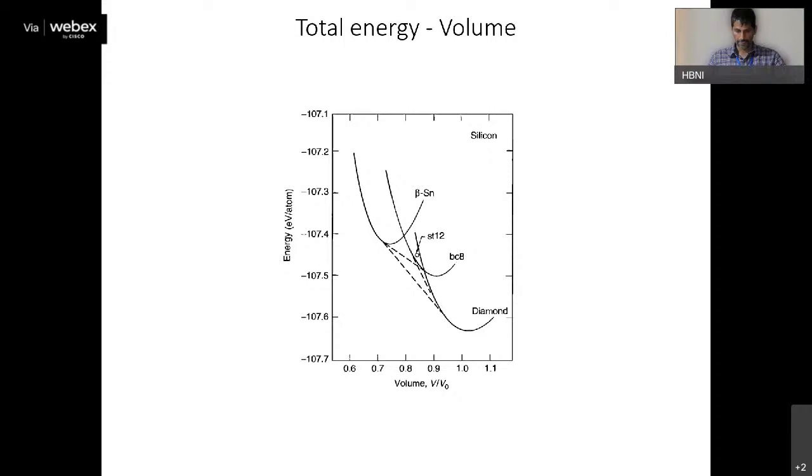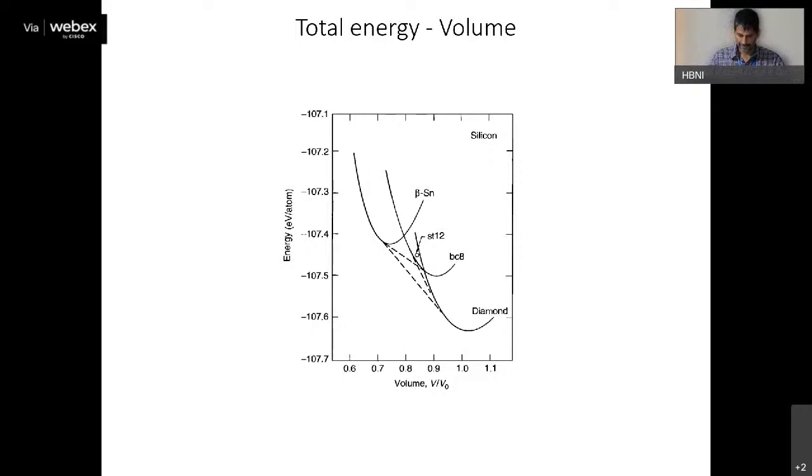So this graph gives basically the computed energy with the volume. One can compute the total energy of the system with varying volume, and you can see in different structures the energy curve will be different, and depending upon the energy, one can find out which structure will be stable. And if you draw a common tangent to these two curves, the slope of that line gives the transition pressure.